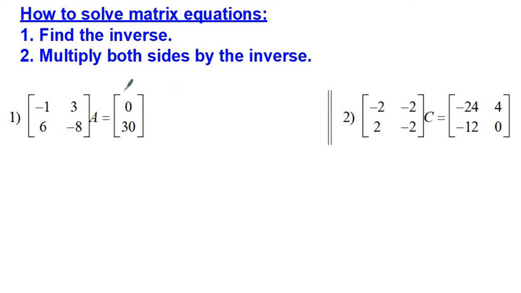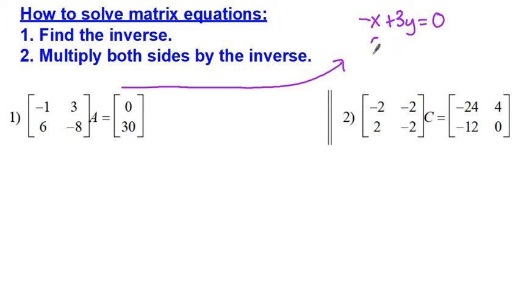So you might look at this and say, well, how is this a system? Well, number 1, for example, I'm just going to put it up here so we have a little bit more room. Number 1 is representing the system negative x plus 3y equals 0, and 6x, that should be a minus right there, 6x minus 8y is equal to 30. So you can probably see the similarities there. These numbers, the negative 1, the 3, the 6, and the negative 8 are the coefficients, and the 0 and 30 are the answers. So that's how you represent a system.